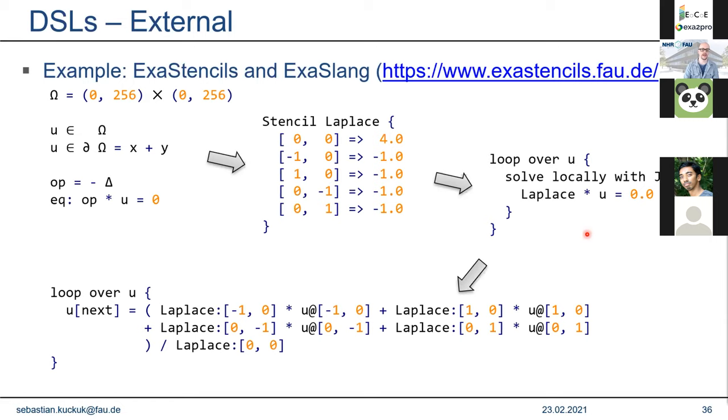And the only thing here that is interesting for the sake of time is this at operator, which is encoding an offset access, so accessing a neighbor value, and this colon operator, which accesses the coefficient of a stencil or an operator in a certain direction. So this would be just minus one and again minus one and so on.